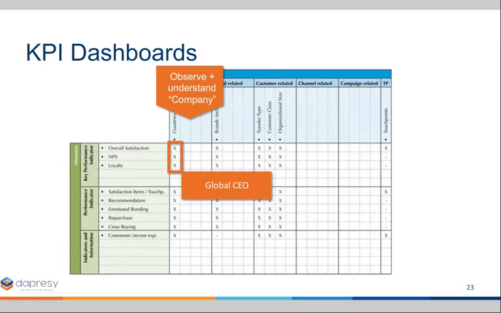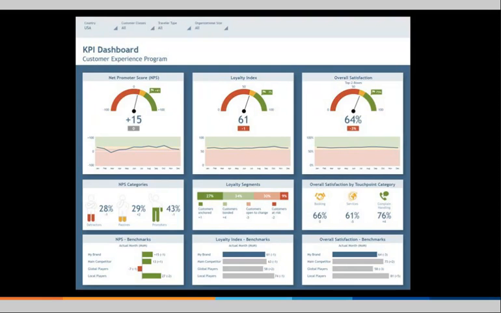Let's look at the typical target group. In this case, it's the global CEO, and he just wants to have a good view of overall satisfaction, NPS, and loyalty. Looking at the dashboard, we see the Net Promoter Score, the loyalty index, overall satisfaction, some split into the NPS categories, so loyalty segments, and maybe the 3 big touchpoint processes.